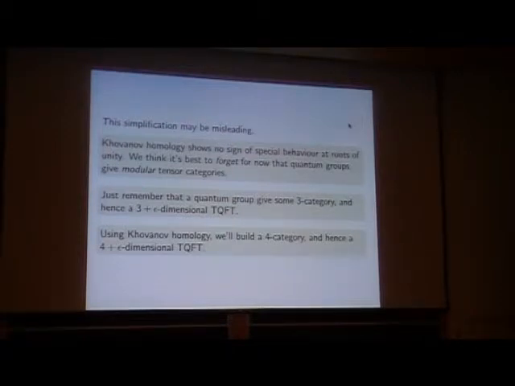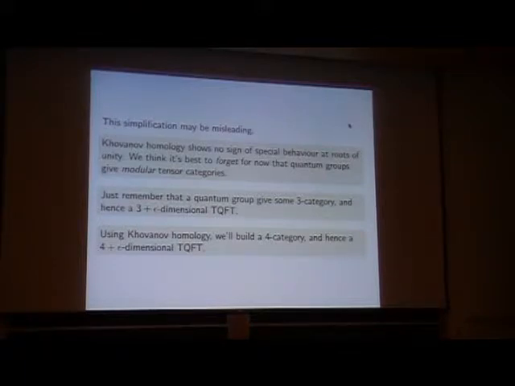So one way to think about this is that Khovanov homology so far shows no sign of special behavior at roots of unity, like happens for quantum groups. And so maybe it's best to forget everything that we learned about quantum groups and roots of unity and the special things that happen for TQFTs for quantum groups and roots of unity. Let's just remember that a quantum group gives us a 3-category, and so it gives us some 3 plus epsilon dimensional TQFT. Well, when we have Khovanov homology, instead of the quantum group story, we'll be able to build a 4-category rather than a 3-category, and hence we'll get some 4 plus epsilon dimensional TQFT. And that's all we're aiming for today.